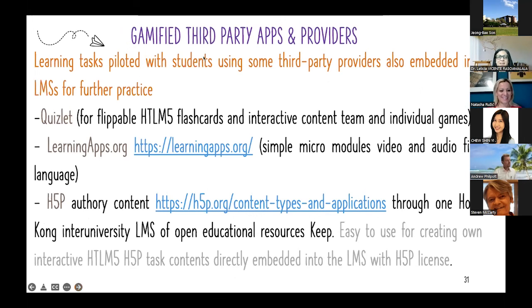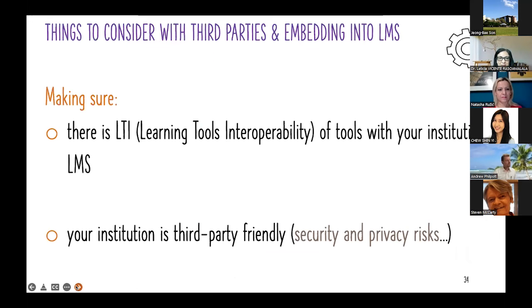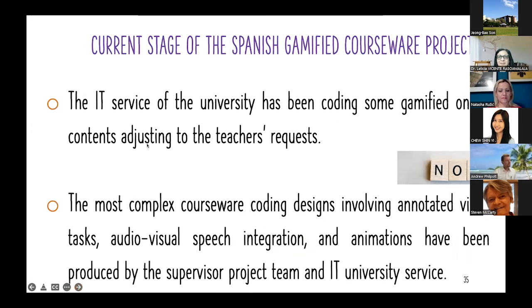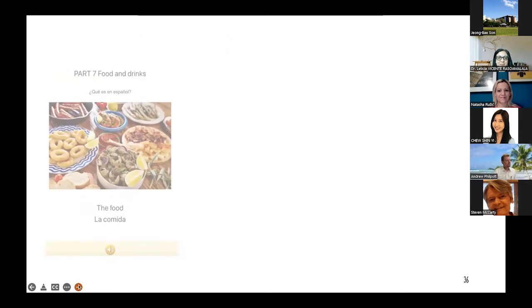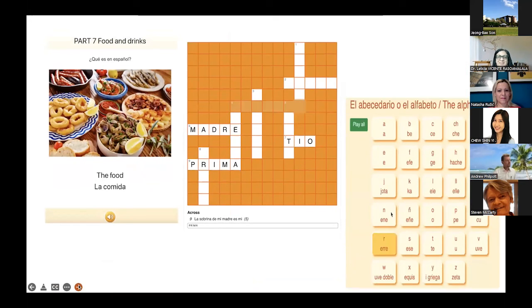Okay, so here you have different gamified third-party apps and providers that we used for creating ours. And this is the current stage. So the IT service of the university has been coding some gamified online contents, adjusting to the teachers' requests. The most complex courseware coding designs involving annotated video, tasks, audiovisual, speech integration, and animation have been produced by the supervisor of the project team and the IT university service. Okay, so you can see what we did, more or less.